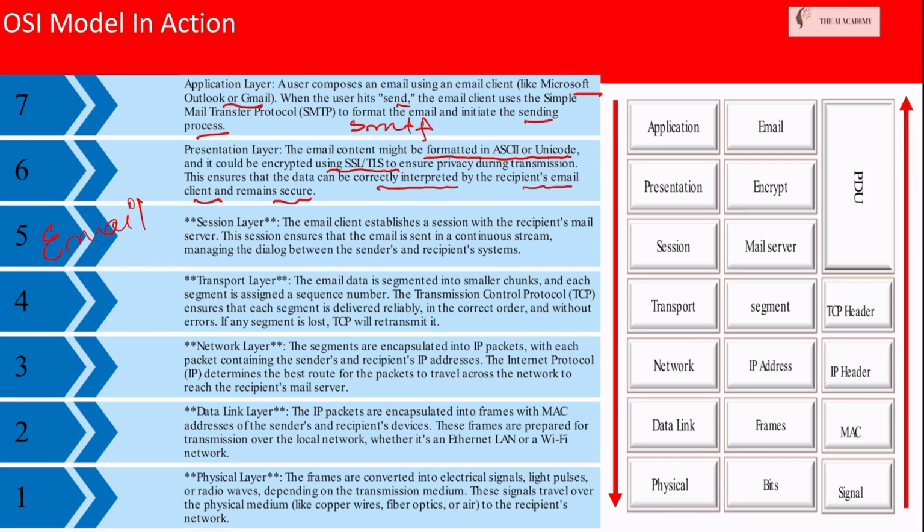In the session layer, the email client establishes a session with the recipient's mail server. This session ensures that the email is sent in a continuous stream, managing the dialogue between the sender's and recipient's systems. At the transport layer, the email data is segmented into smaller chunks, and each segment is assigned a sequence number. The Transmission Control Protocol ensures that each segment is delivered reliably, in the correct order, and without errors. If any segment is lost, TCP will retransmit it.